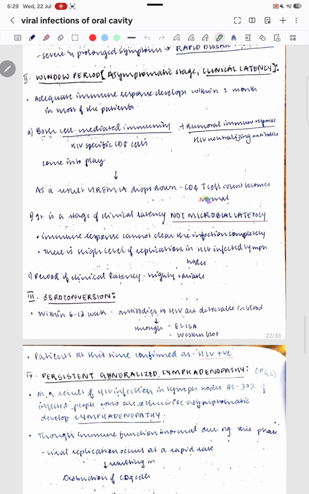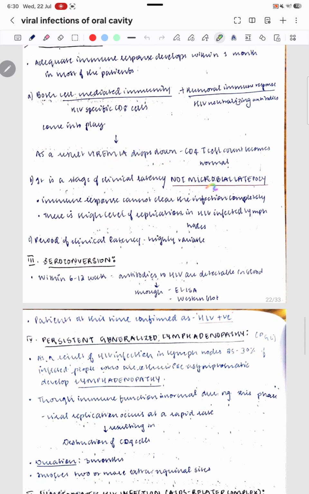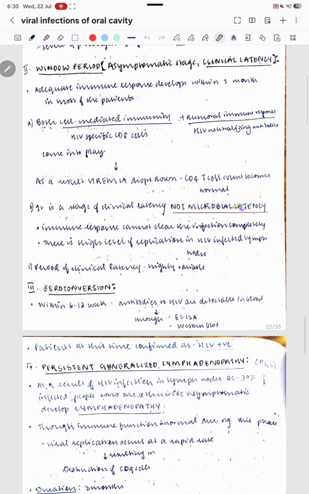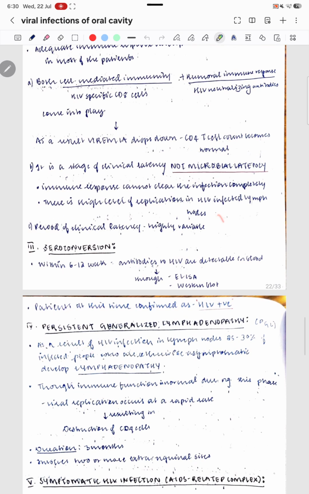Then your CD4 cell count becomes normal. Because of viremia, viremia is a kind of specific immune response against the virus, so the viremia drops down. So basically, viremia is the virus infection that we're talking about, that comes down because of this cell-mediated immunity, and the CD4 cell count becomes normal. That is the period of latency.